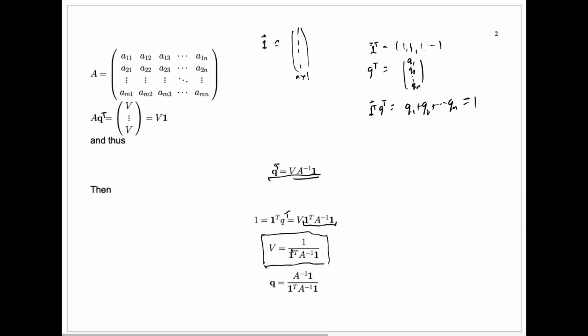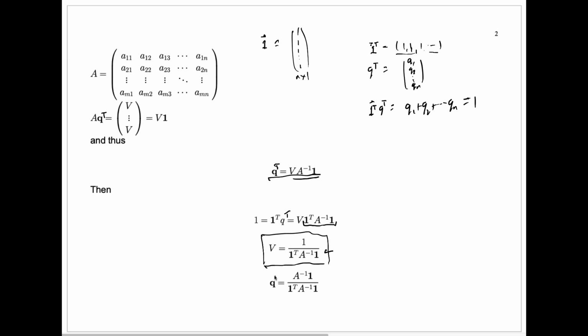here, which is 1 over 1 transpose, that's this row vector, times A inverse. Remember, A is non-singular, so it has an inverse, times 1. And again, remember that this quantity here can never be 0. This is, again, as long as A is invertible, so that makes sense.